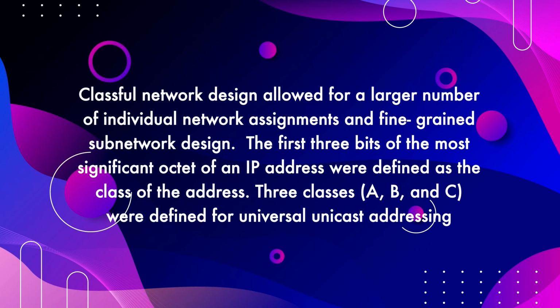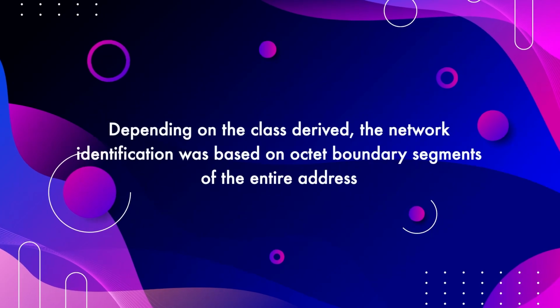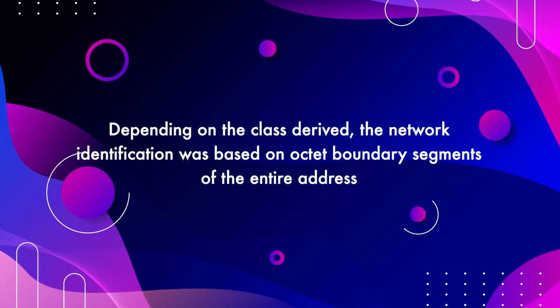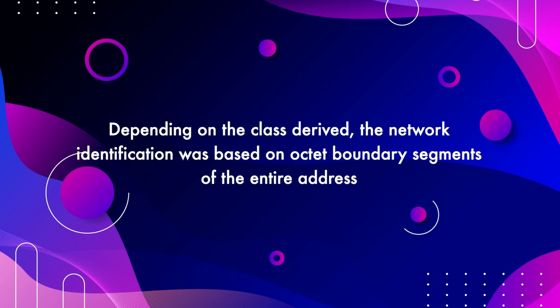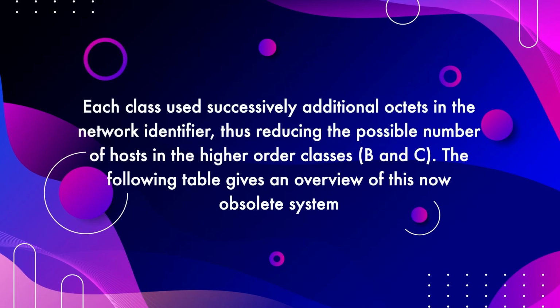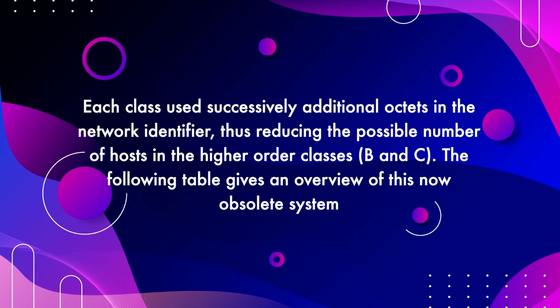The first 3 bits of the most significant octet of an IP address were defined as the class of the address. 3 classes, A, B and C, were defined for universal unicast addressing. Depending on the class derived, the network identification was based on octet boundary segments of the entire address. Each class used successively additional octets in the network identifier, thus reducing the possible number of hosts in the higher order classes, such as B and C.